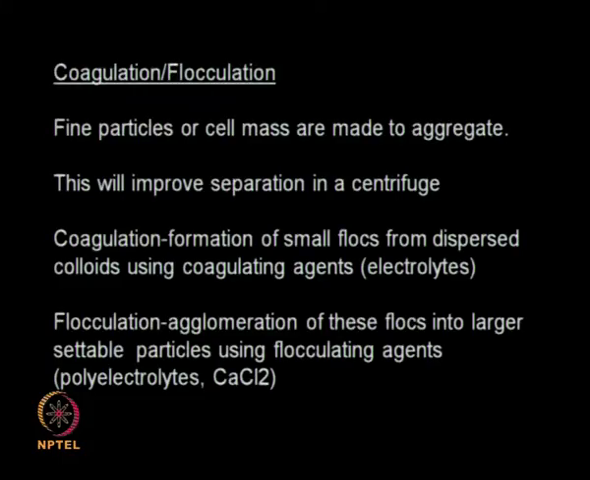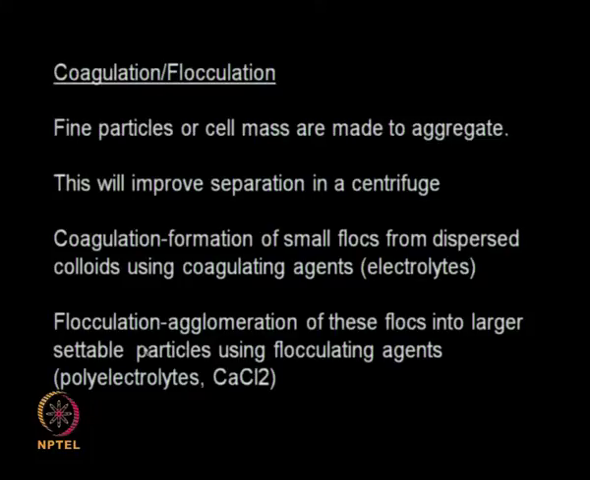So in coagulation, what you do is you are forming small flocks from dispersed colloids using some coagulating agents. So the small flocks are formed from colloids that are well dispersed. So you generally use something called electrolytes. These electrolytes affect their electrostatic charges, so they make these colloids which are far away from each other coagulate and form flocks, and these flocks, if they are heavy, can start settling down, and because the flocks have higher particle size, even in centrifugation they can be easily separated.